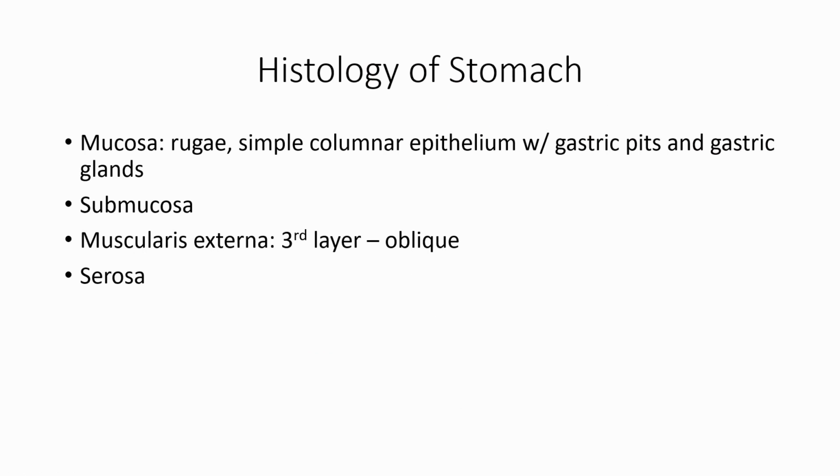If we look at the histology of the stomach, we're going to put a focus on the mucosa, because this is where a lot of the fun stuff is. This is where we find the rugae. We have simple columnar epithelium with the gastric pits and the gastric glands, which we'll talk about. And we also have the submucosa. The muscularis externa does have that third layer, the oblique layer of muscle, and then the serosa.